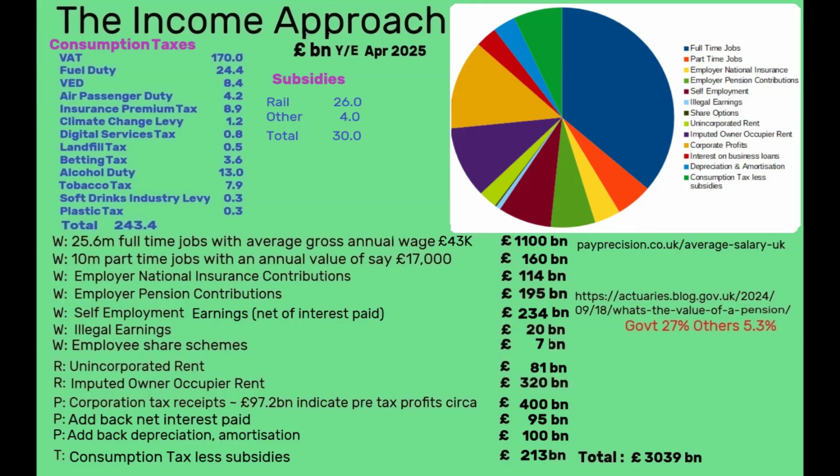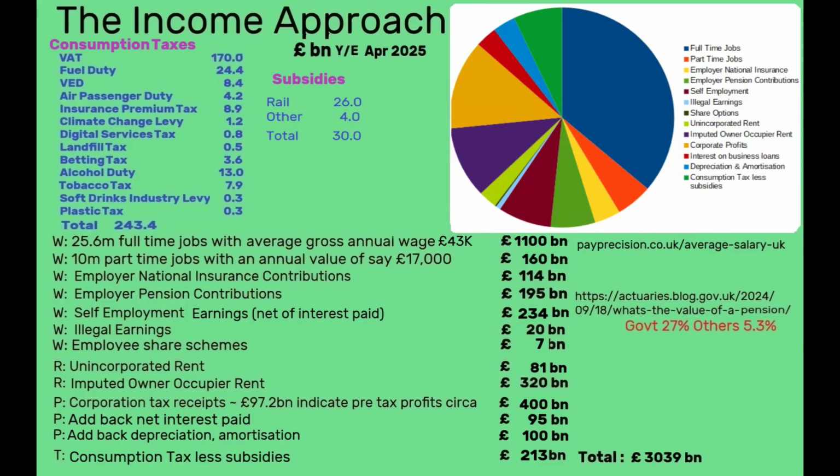More on imputed owner-occupier rent later. The ONS bundles self-employed earnings and unincorporated rent together as mixed income. One aspect not covered by these calculations is that they do not take account of who benefits from taxable profits. This is balanced by the fact that no account is taken of the benefit UK residents derive from taxable profits of companies domiciled in other countries.